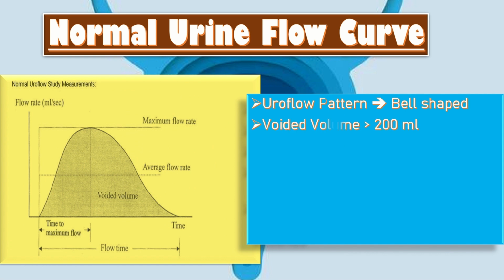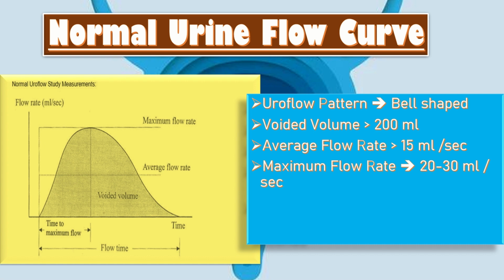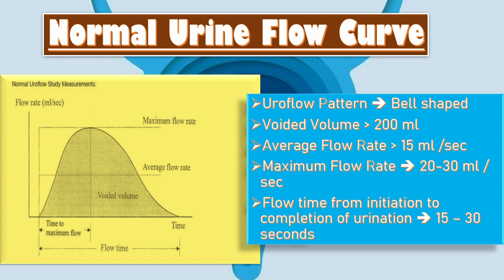The voided urine volume is more than 200 ml. The average flow rate is more than 15 ml per second. The maximum flow rate is 20 to 30 ml per second. The flow time from initiation to completion of urination is 15 to 30 seconds.